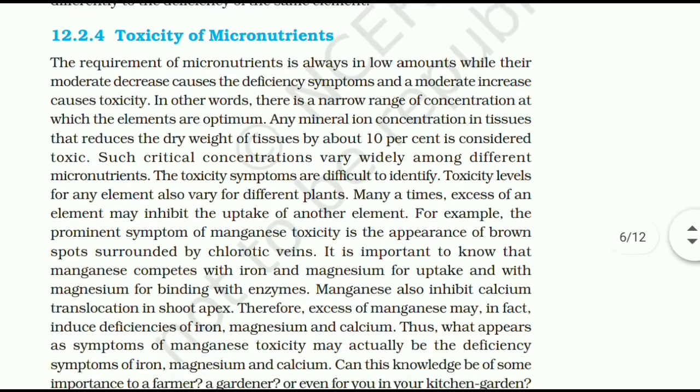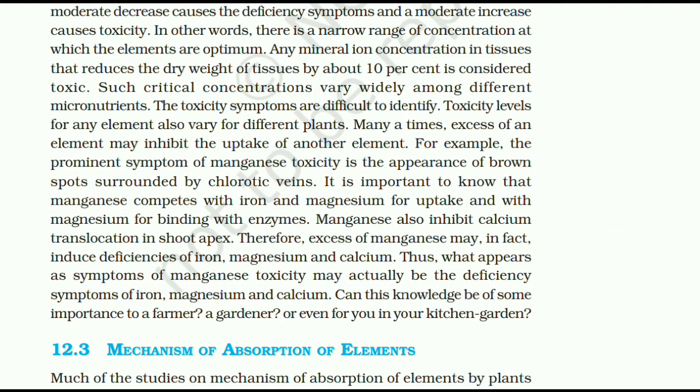The toxicity symptoms are difficult to identify. Toxicity levels for any element also vary for different plants. Many a time, excess of an element may inhibit the uptake of another element. For example, manganese toxicity appears as brown spots surrounded by chlorotic veins. It is important to note that manganese competes with iron and magnesium for uptake, and with magnesium for binding with enzymes. Manganese also inhibits calcium translocation in the shoot apex. Therefore, excess of manganese may in fact cause deficiencies of iron, magnesium, and calcium. Thus, what appears as the symptoms of manganese toxicity may actually be the deficiency symptoms of iron, magnesium, and calcium.